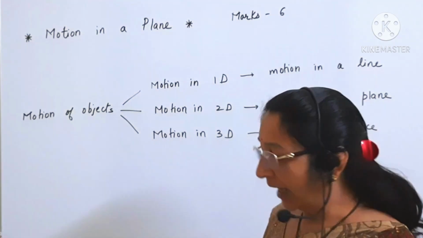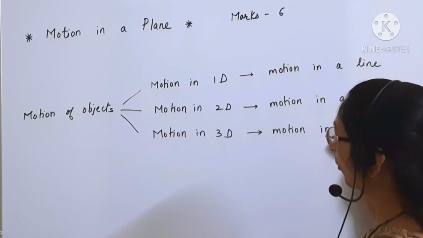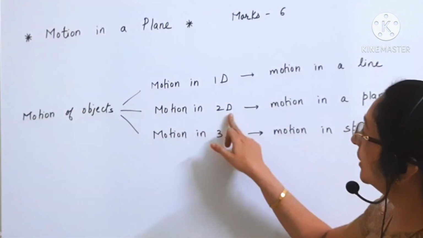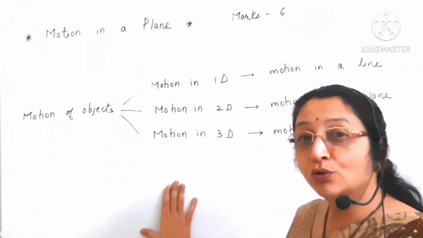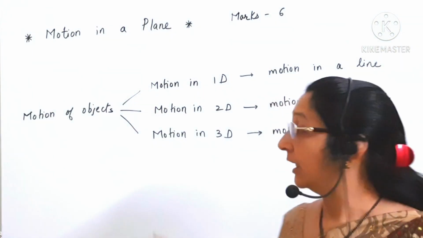But when an object is here and it is moving on this plane, on this board, so this type of motion is two-dimensional motion, in which it is moving in two dimensions. The third is the motion in three dimensions.